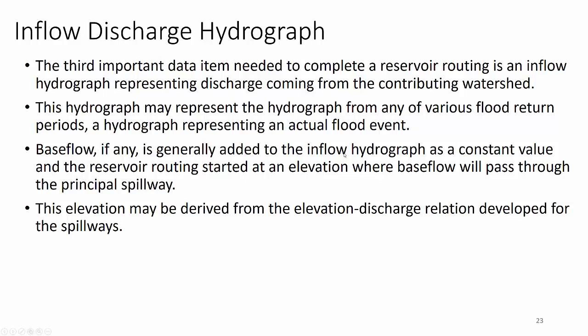The third important data item needed to complete a reservoir routing is an inflow hydrograph representing discharge coming from the contributing watershed, and you should be very comfortable building these by now. This hydrograph may represent any of the various flood return periods, a hydrograph from the actual event, any number of sources. Base flow, if any, is generally added to the inflow hydrograph. What we talked about as quick return flow in the previous lecture, coming from streams and seeps, is added as a constant value in the reservoir routing, starting at an elevation where base flow will pass through the principal spillway. This elevation may be derived from the elevation-discharge relations developed for the spillway.